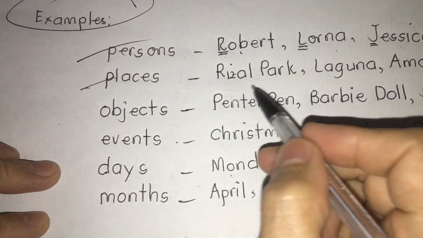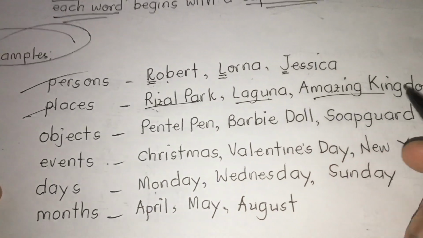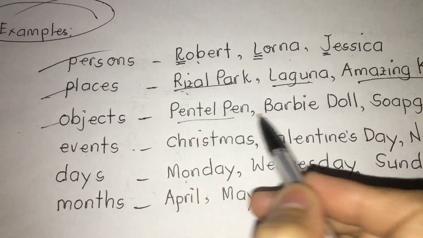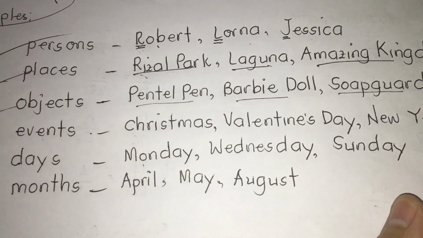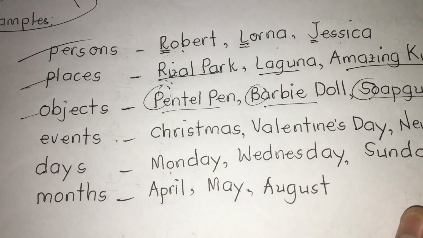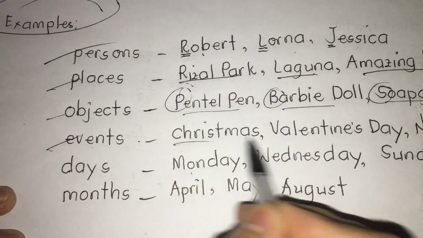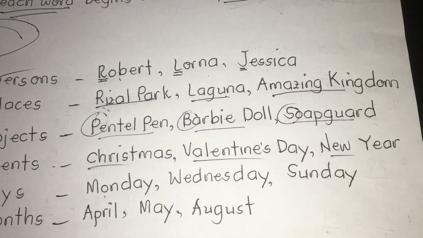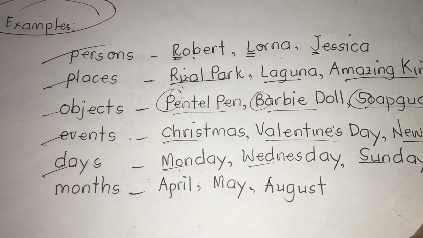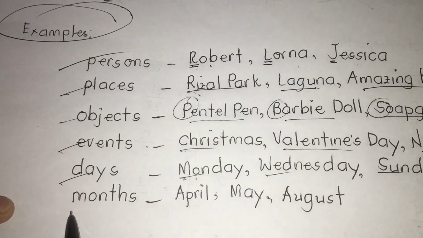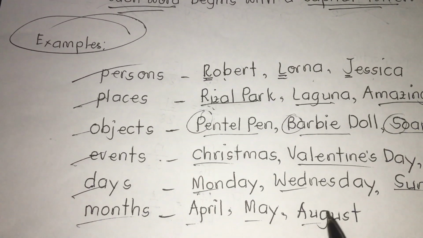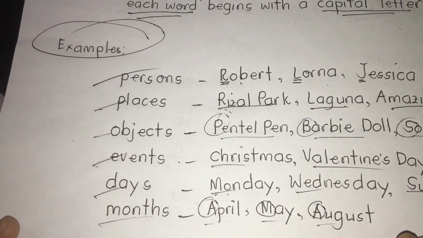Places, names of places: Rizal Park, Laguna, Enchanted Kingdom, should be written in a capital letter. Objects: Pentel Pen, Barbie Doll, Soap Guard. So remember class, their initials are written in capital letters because it shows a proper noun. Events like Christmas, Valentine's Day, and New Year. For days, we have Monday, Wednesday, Sunday, Thursday, Friday, all of that. We're going to write it with a capital letter. For months, April, May, August, September, October, November, December, or whatsoever, the first letter should be capitalized. And that's a proper noun.